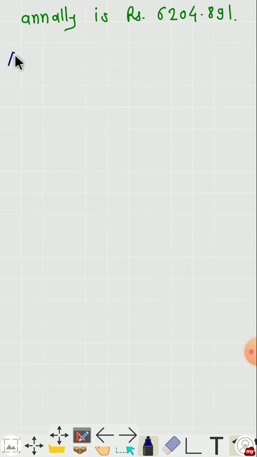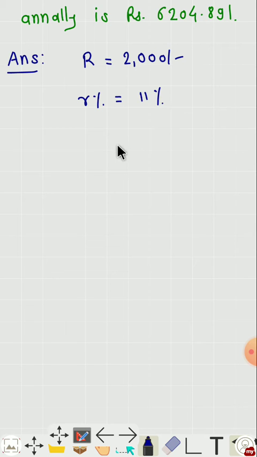So write down the answer. First of all, we note what is given to you. We have the installment R, which is 2000 rupees, the rate of interest is given as 11% compounded annually, and our investment is for 4 years. Since the annuity is on a yearly basis, we will use the given formula with k equal to 1.